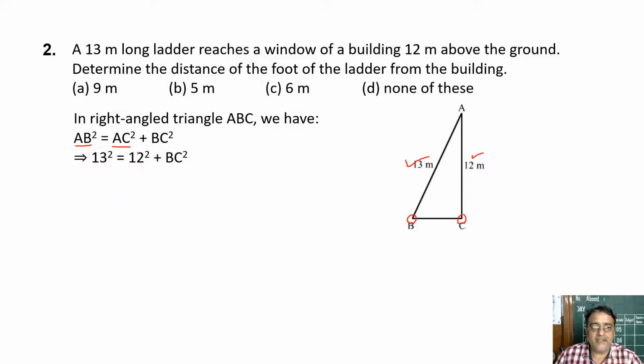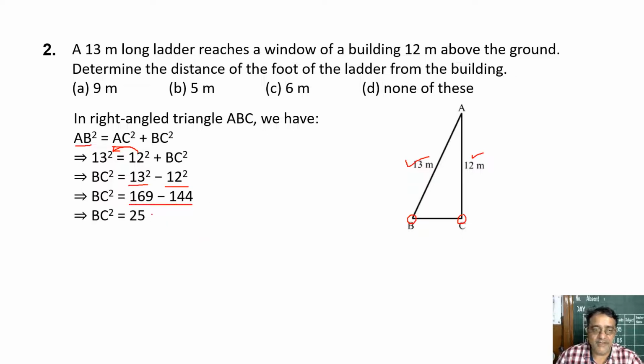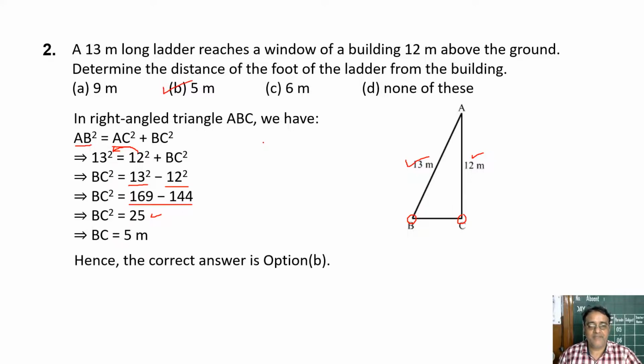So BC square is equals to, हम लोग 12 square को यहाँ shift करेंगे. So minus हो जाएगा. So this will be 169 minus 144. And what is 169 minus 144? 25. Square root of 25? 5. So 5 meter is the correct answer. So which is the correct option? Option B. Right.